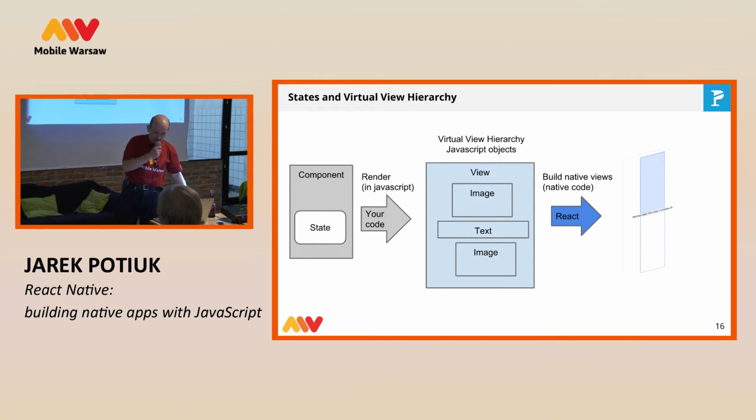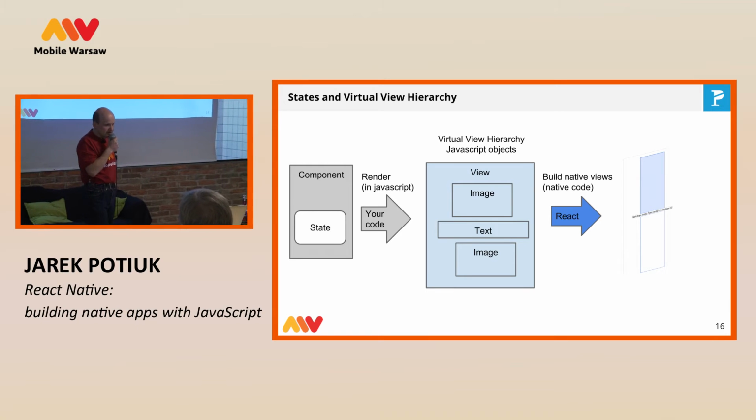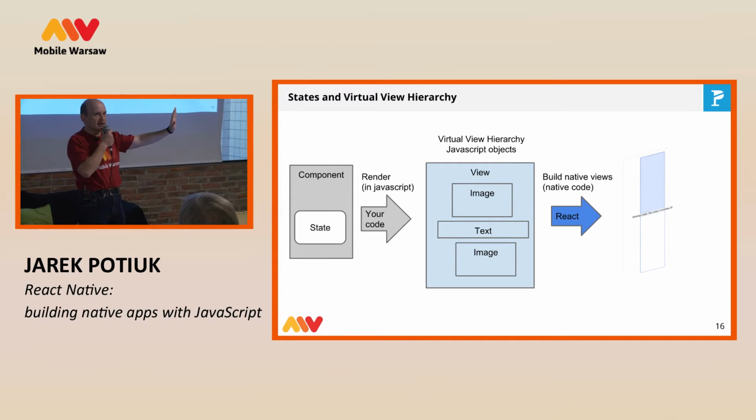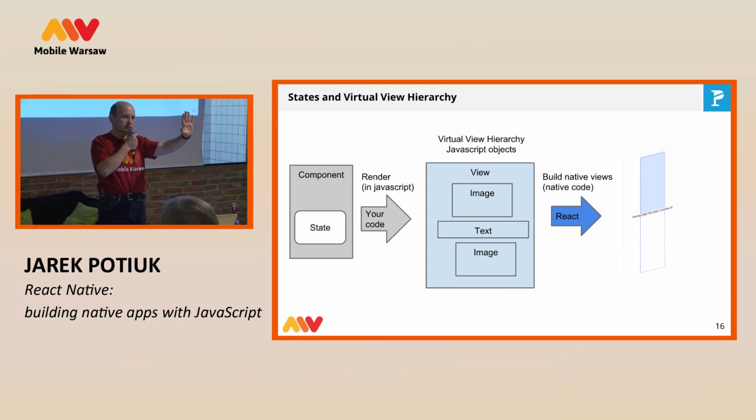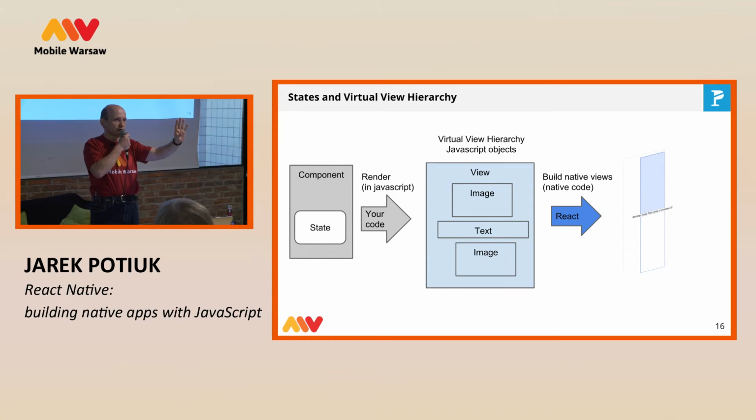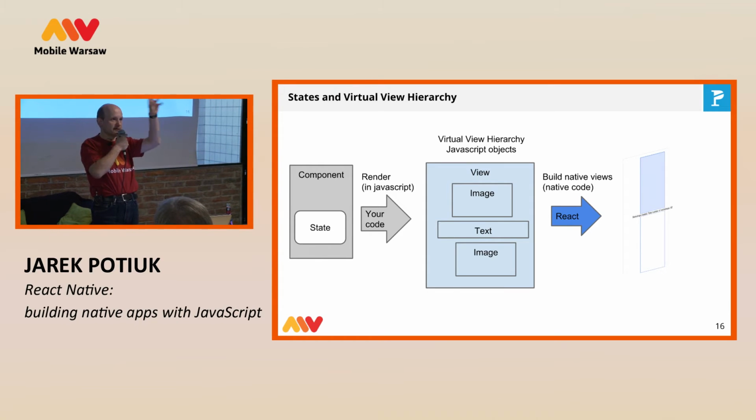So how React works is, it takes the state of the component and renders it to how it should look, but does it in memory. So it renders it to an in-memory representation of the views, images, text, as you see. This is the example from my application. So it just builds it in memory, and then based on this virtual representation, it builds the actual native views that represent the application, that are shown in the application.